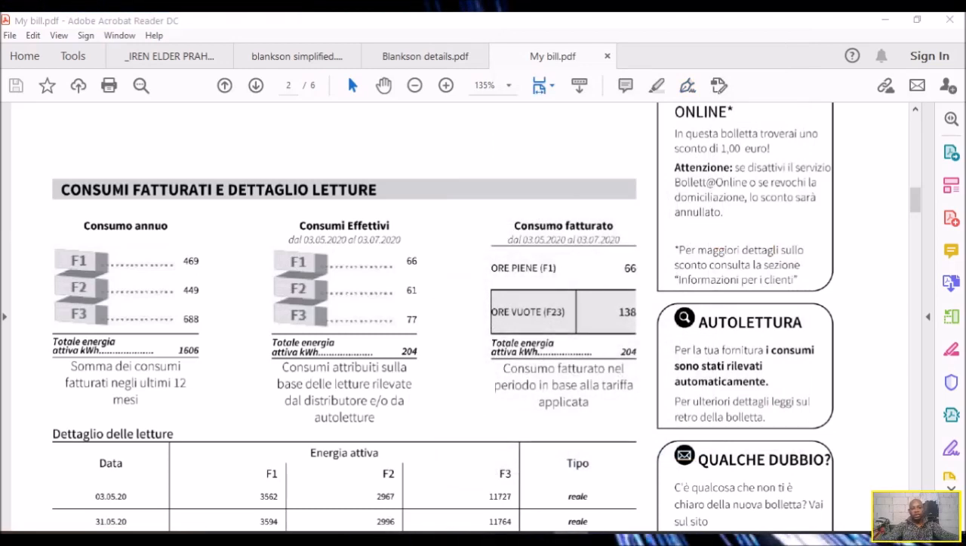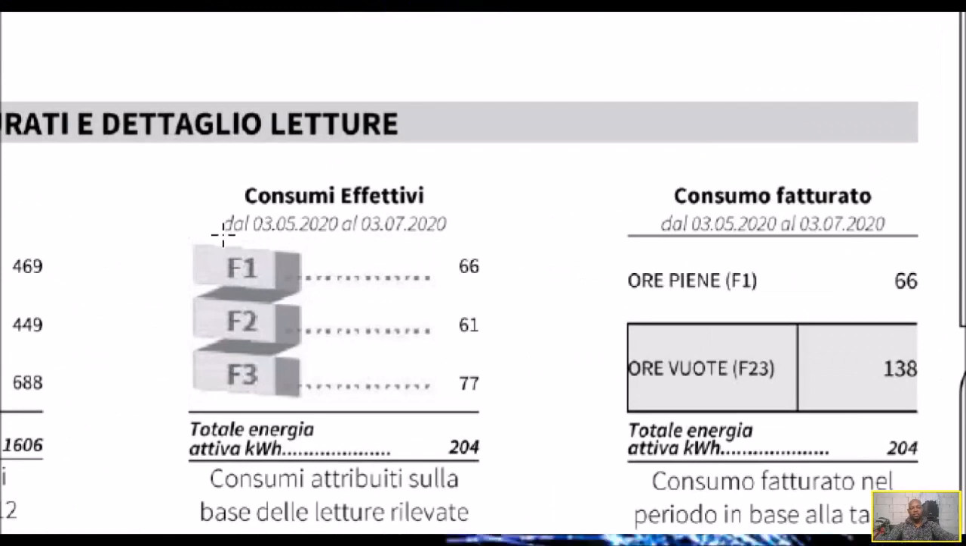One important thing you should look at also is the date. From which date to which date are they billing you? So as you can see, this 2 months bill is from the 3rd of May 2020 to the 3rd of July 2020, which is exactly 2 months.